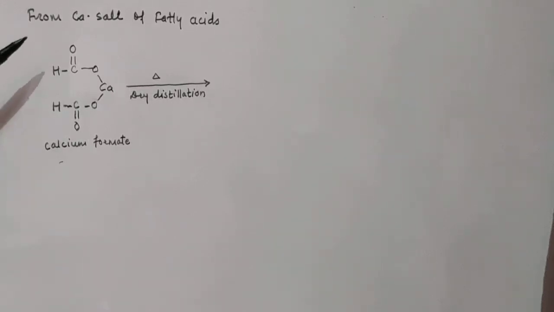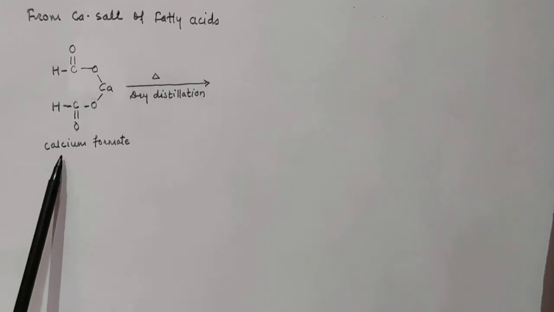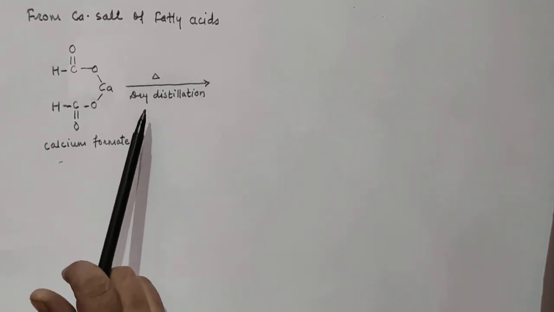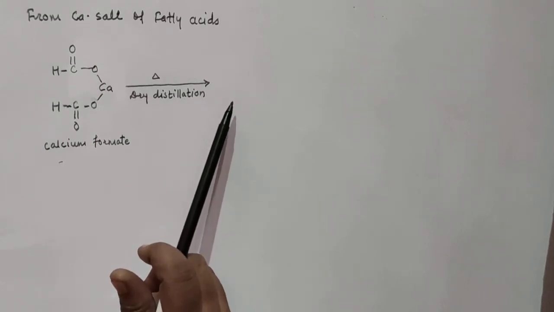Let us see one more method of preparation of aldehydes and ketones, and that is from calcium salt of fatty acid. Calcium salt of fatty acid is prepared from the carboxylic acid or fatty acid by replacing the hydrogen atom of the carboxylic acid with calcium. When the calcium salt of carboxylic acid is calcium formate, and this calcium formate is dry distilled, you will get the corresponding aldehyde.